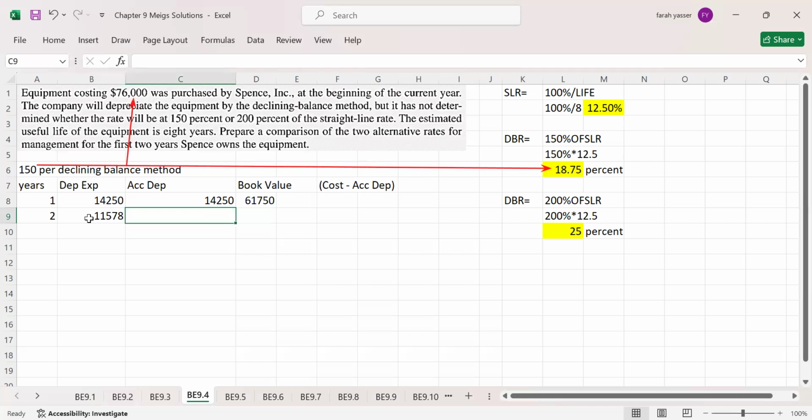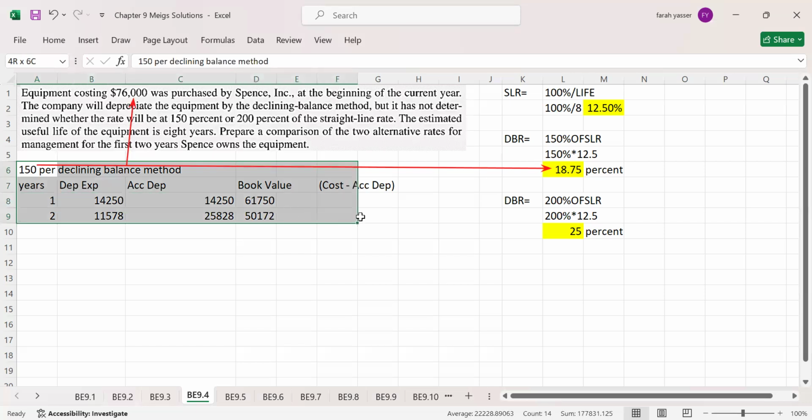Accumulated means we are going to add these two. So accumulated depreciation is 14,250. We add all previous and current depreciation, which is 11,578, and this is your accumulated depreciation. What is book value? Book value is cost minus accumulated depreciation. So this is the book value in case the 150% declining balance method is used.